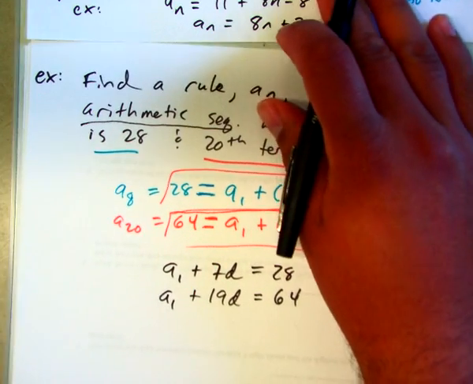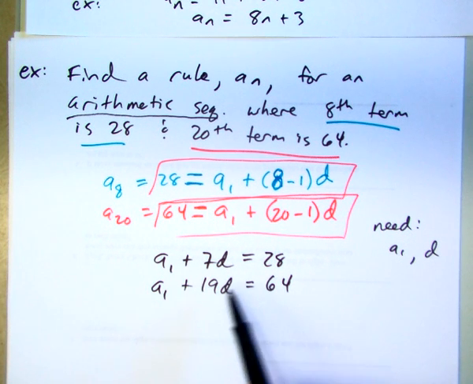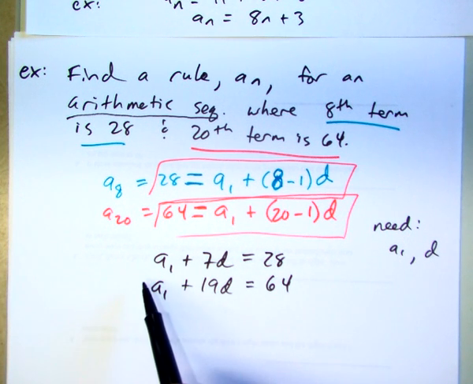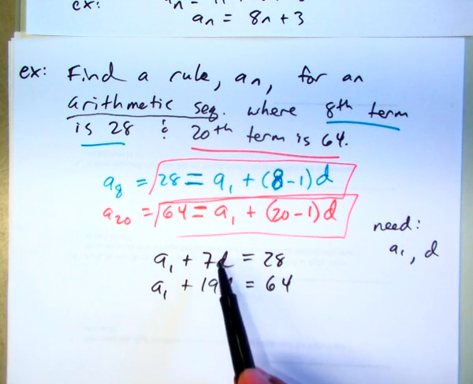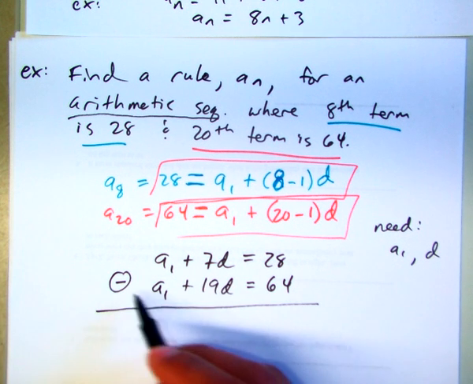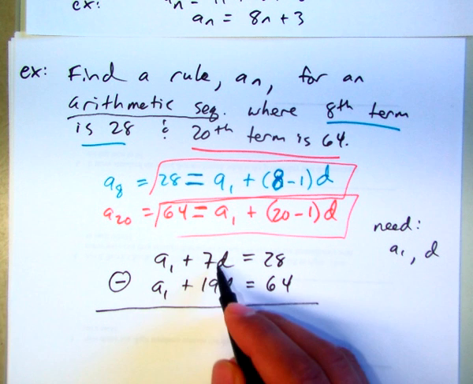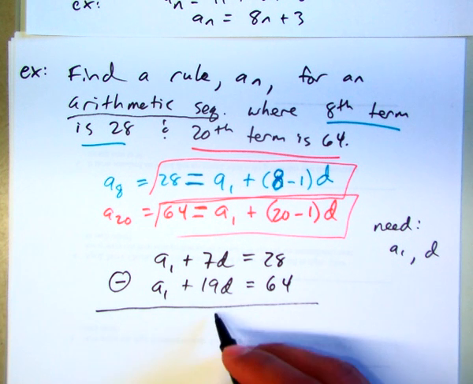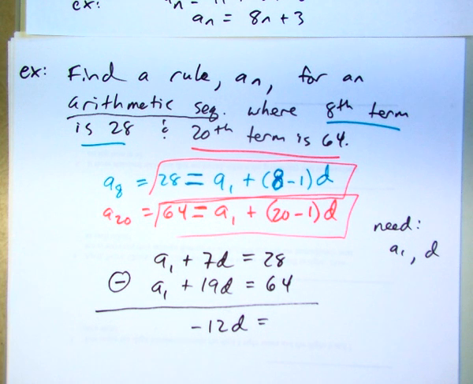Okay, in this case, though, I don't have any of that, but I know that from the information that's given to us that these two equations have to be true. So we've seen these before, just with different variables. Instead of x and y, we have a1 and d. We can solve this by elimination. If I subtract top minus bottom, a1 minus a1 cancels out. 7d minus 19d equals negative 12d. And then 28 minus 64 is negative 36.